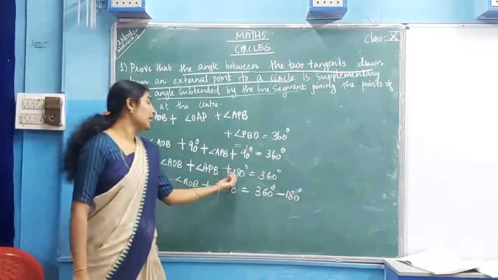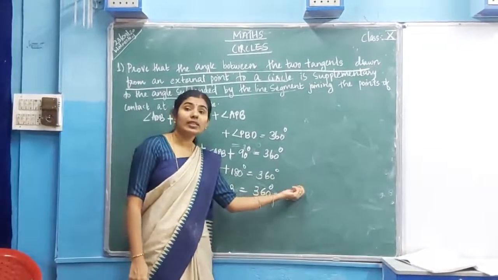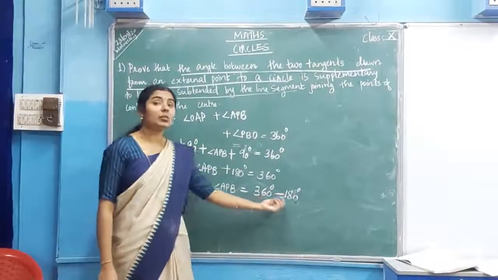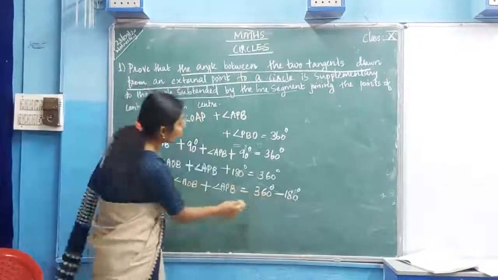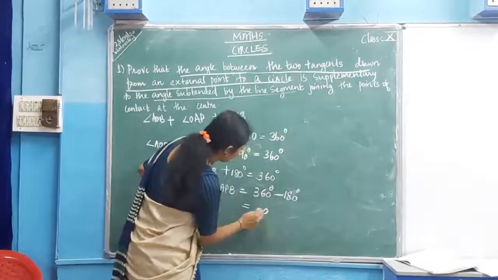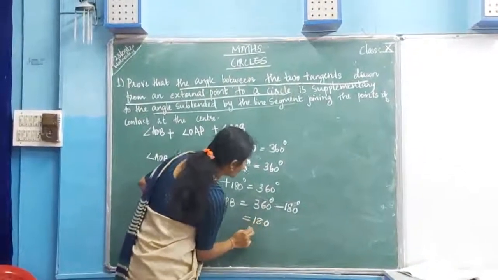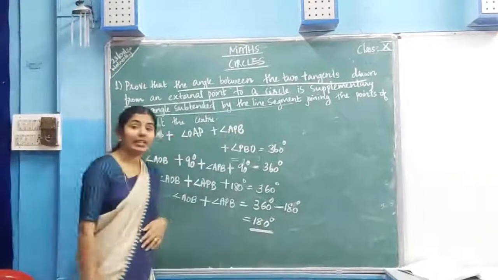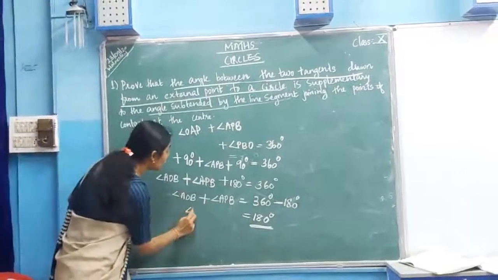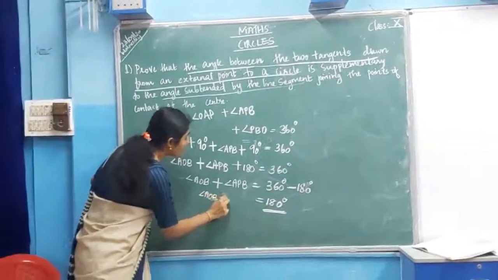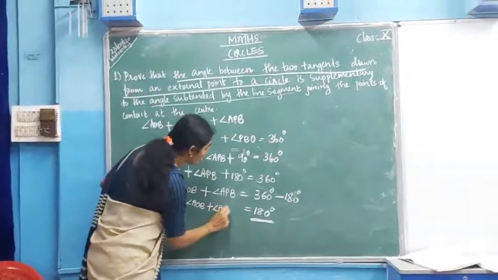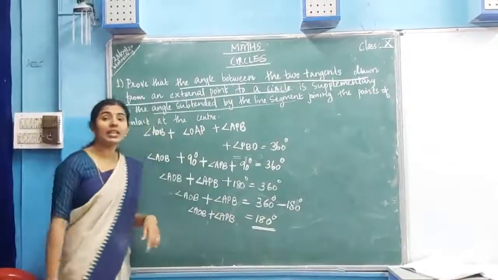How will you get 180 degrees when you shift to the right side? You will get 360 minus 180. So what will you get? Again you will get 180 degrees. The sum of the two angles is 180 degrees. So we have proved that statement.